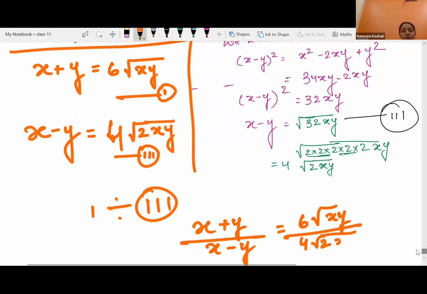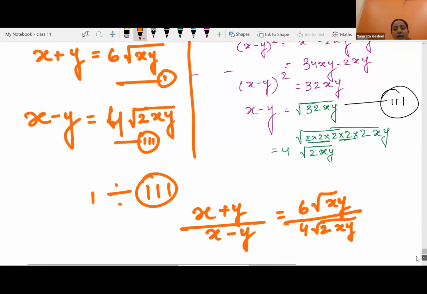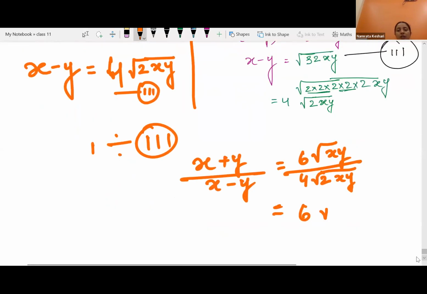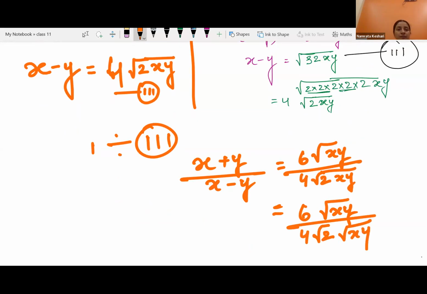The denominator root 2 xy, I am going to separate it. That means root 2 I will write separately and root xy I will write separately, so that I will get rid of this xy, which was the problematic situation for us. Making sense? Yes.